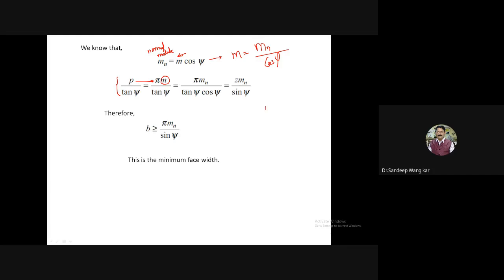So what will it be? I will say pi mn divided by tan psi into cos psi. Tan psi I will write as sin divided by cos, into cos, so this will get cancelled, and finally we get pi mn divided by sin psi. So we have arrived at p divided by tan psi is equal to pi mn divided by sin psi.